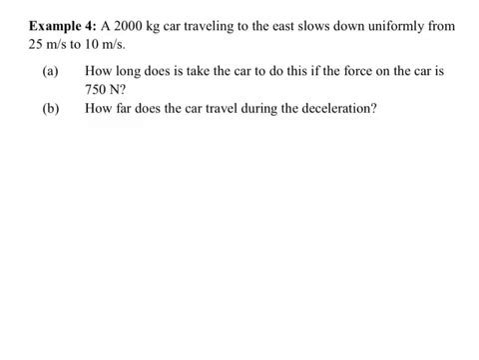A 2,000-kilogram car traveling east slows down uniformly from 25 meters per second to 10 meters per second. A. How long does it take the car to do this if the force on the car is 750 newtons? B. How far does the car travel during the deceleration? Okay. So we're looking for the time period and the distance.